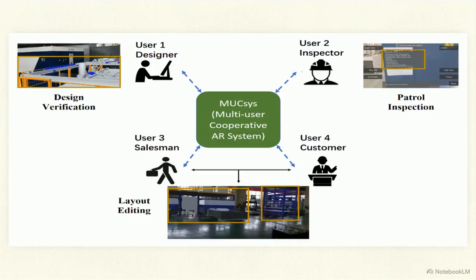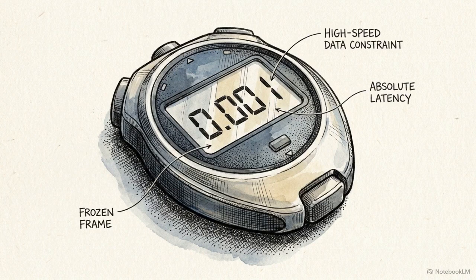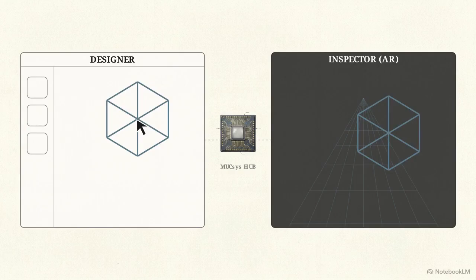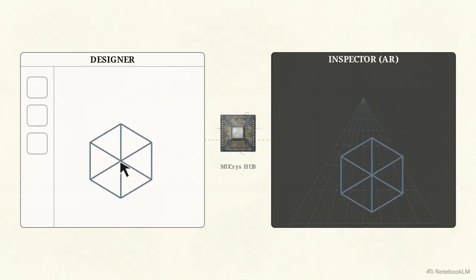This diagram illustrates a standard MUXIS architecture. It acts as a central data hub, synchronizing entirely different user roles, from designers and salesmen to on-site inspectors, into a single shared spatial layout. The latency stakes here are absolute. If the designer edits a layout on a desktop, that spatial calculation must instantly process through the hub and render correctly inside the inspector's headset standing on the physical factory floor.